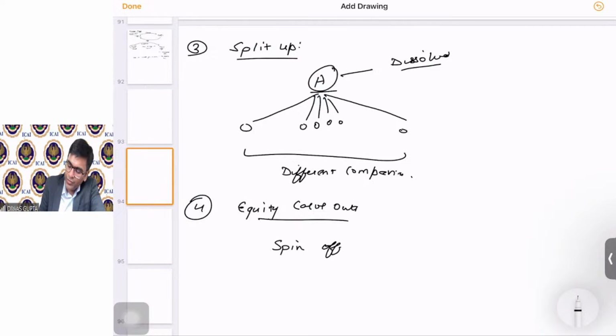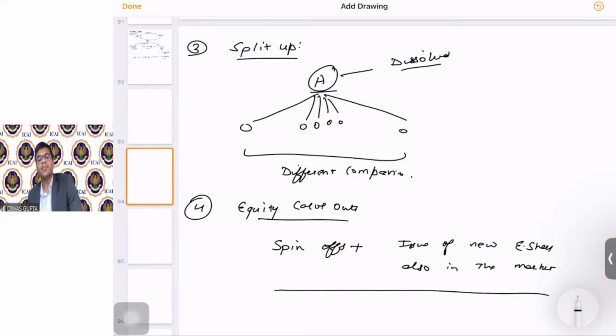Is actually spin-offs plus issue of new equity shares also in the market. So if we do this, then this is called as equity carve-outs. One, you are spinning off the business, let's say Fortune Pharma and Fortune India. Fortune India spins off the pharma business to Fortune Pharma. Now this Fortune Pharma also issues new shares in the market. That is called as equity carve-out.